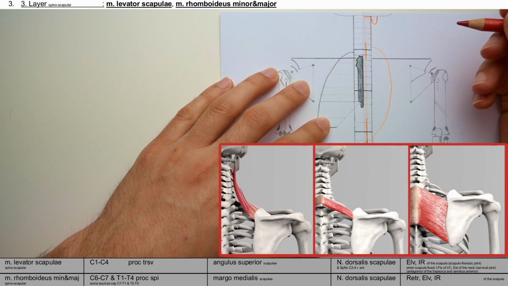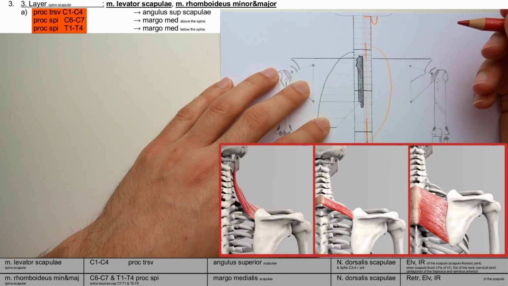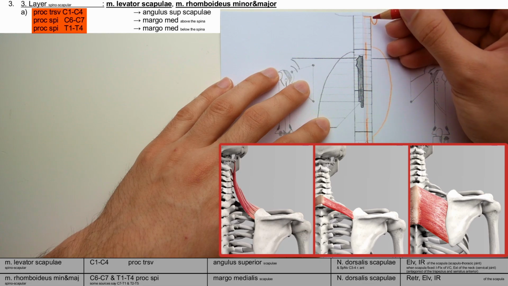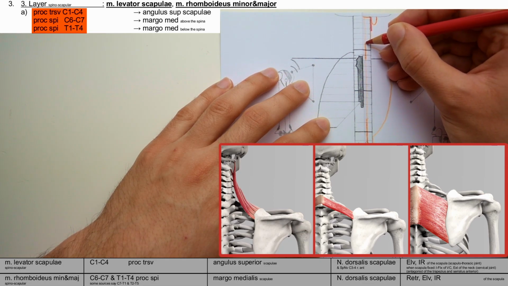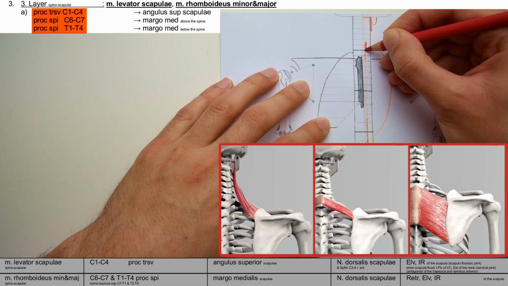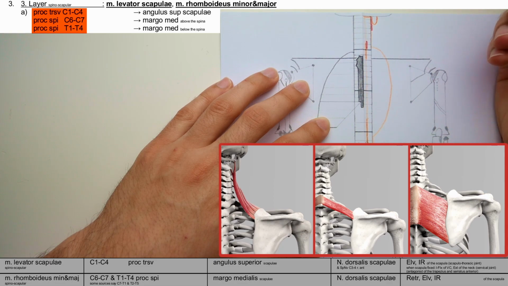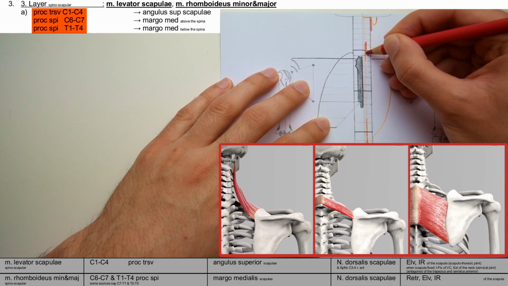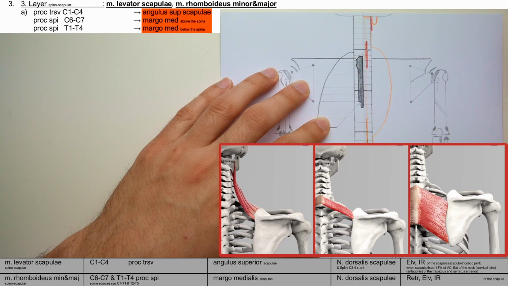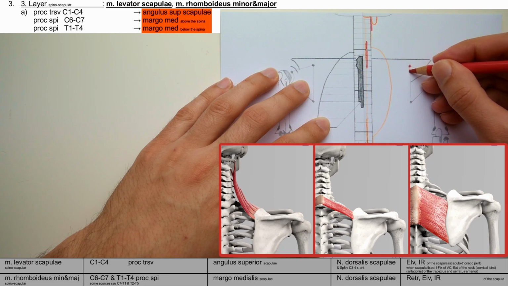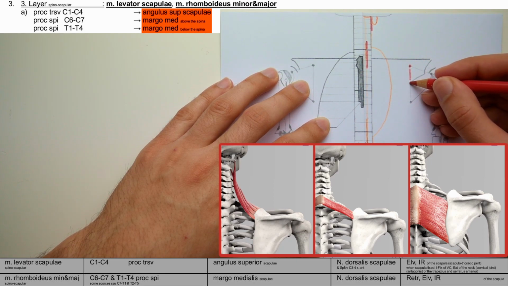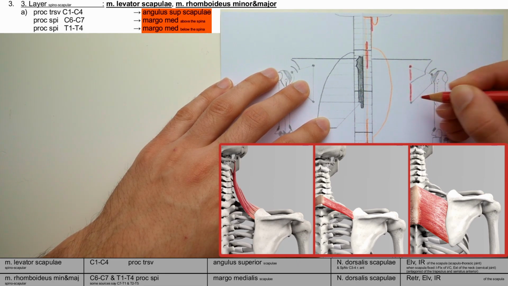The third layer has 3 muscles. They originate from processus transversus C1 to C4, the processus spinosus C6 to C7, and processus spinosus T1 to T4. They then insert into the scapula at its angulus, margo medialis above and below the spina.